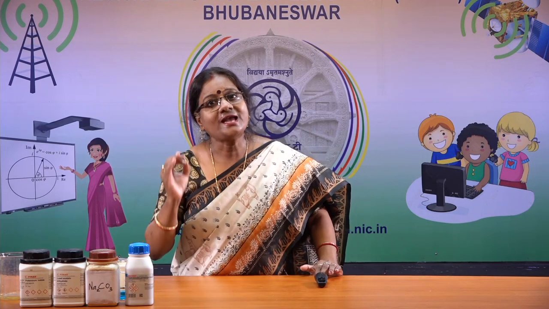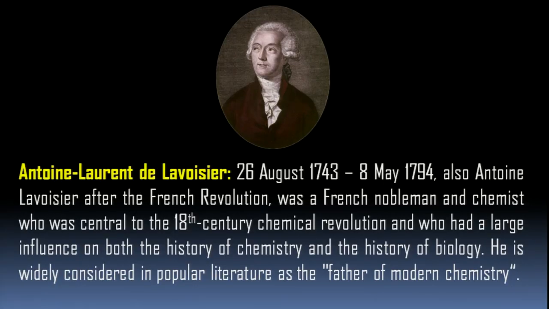Children, you know, science is a subject which doesn't go by philosophy alone. It needs experimentation, observation, recording, and all those things. Okay, children? Antoine Laurent Lavoisier, also known as Antoine Lavoisier after the French Revolution, was a French nobleman and chemist who was central to the 18th century chemical revolution and who had a large influence on both the history of chemistry and the history of biology. He is widely considered in popular literature as the father of modern chemistry. Children, Antoine Lavoisier is the father of modern chemistry.